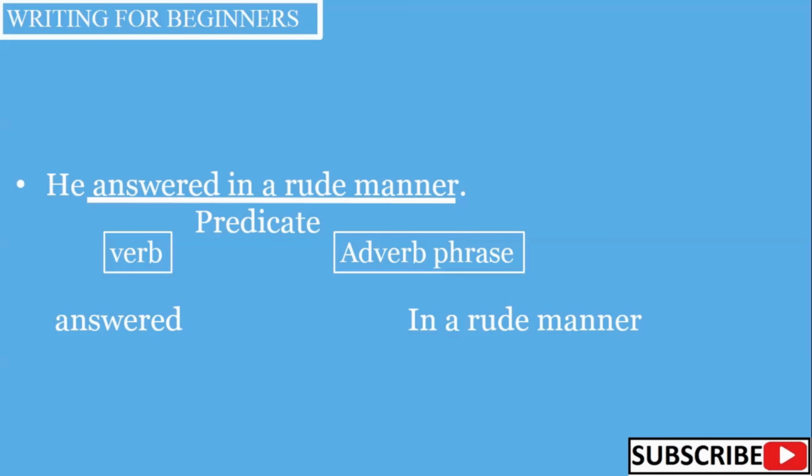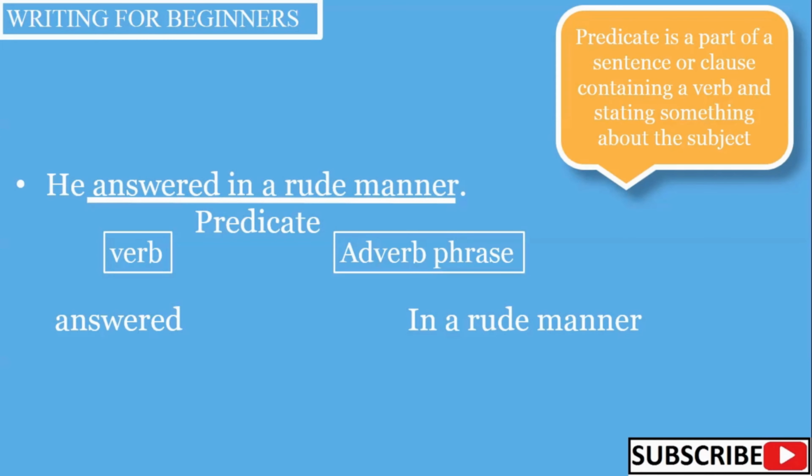So I remind you again of the definition: a predicate is a part of a sentence or clause containing a verb and stating something about the subject. Same as we have a verb and an adverb phrase here, it is describing he, it is telling us about he. So this time we can use an adverb phrase in a predicate as well.